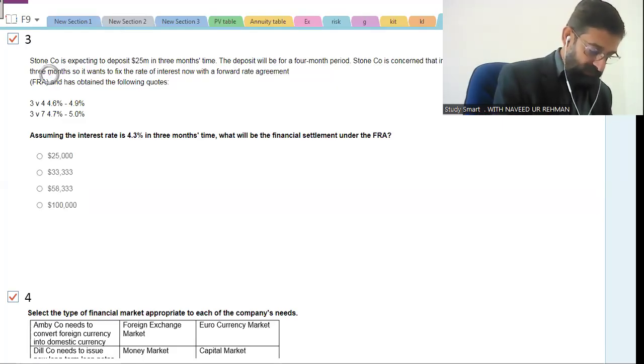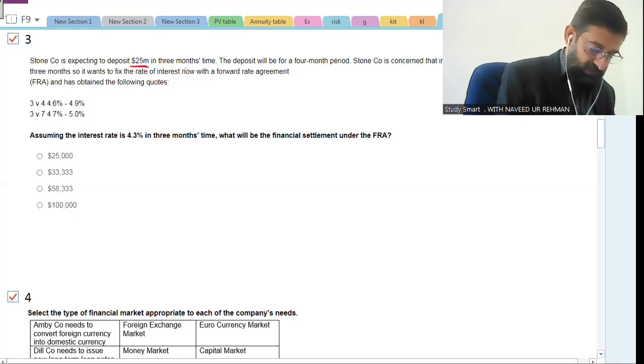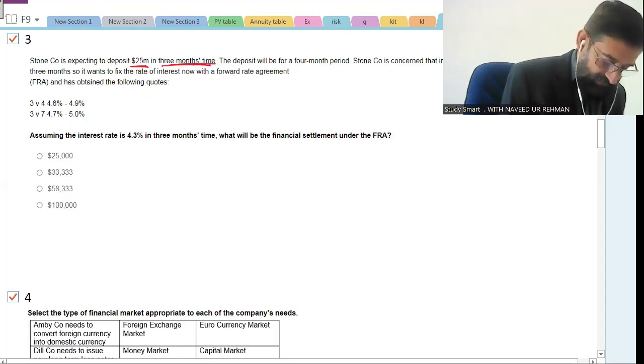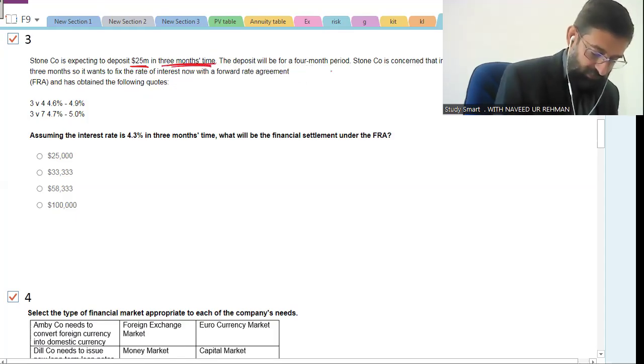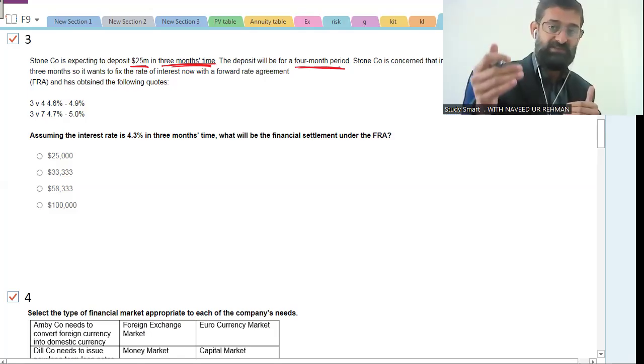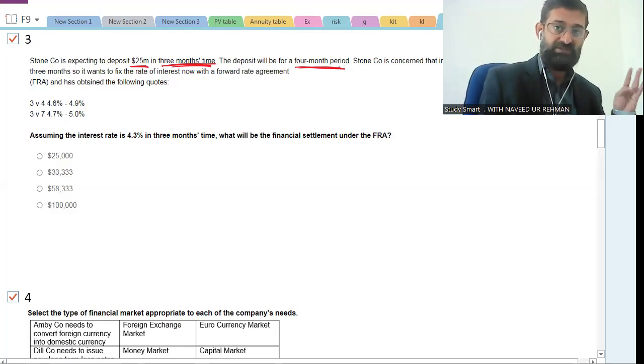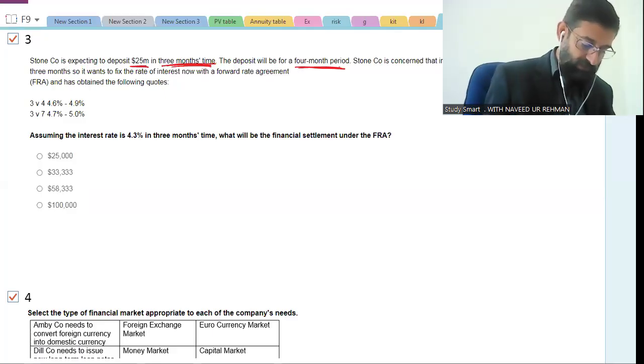Okay. StoneCo is expecting to deposit 25 million in 3 months' time. The deposit will be for 4 months, right? So it will start in 3 months' time, and then it will go for 4 further months. So 3 to 7, right?